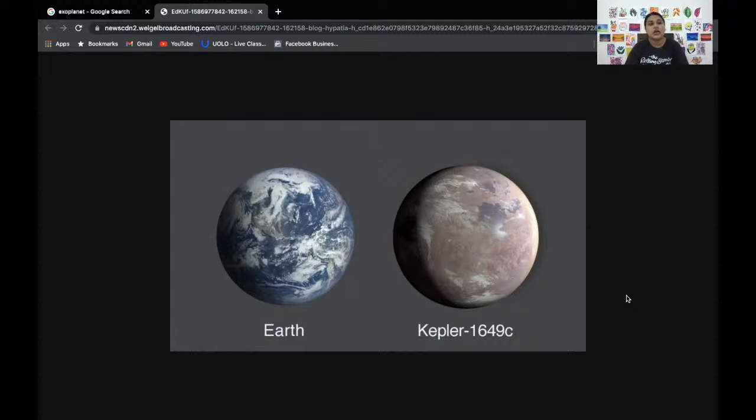So our eight is not the only eight that exists. There are so many systems, so many suns, so many orbits around them, and planets that exist out there. So everything outside the solar system is called an exoplanet.